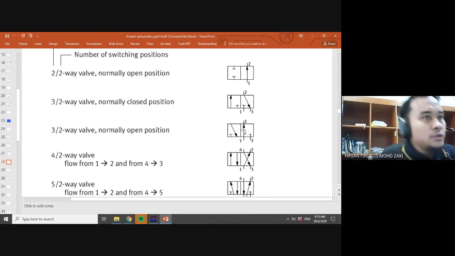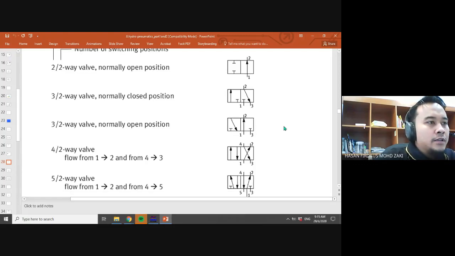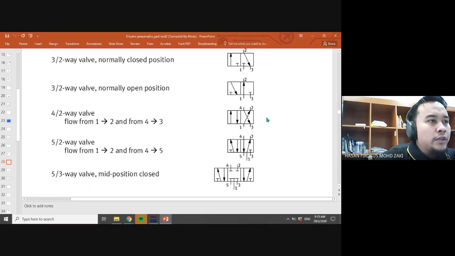Okay, so this is a 3/2-way valve. Three ports, two positions. And then we go to the next one, the 4/2-way valve. All right. So four ports, two positions. The initial positions. And then if you press the push button, for example, the position here will be selected. Right. But of course, this one is the initial one.